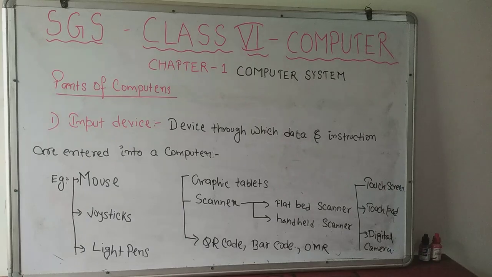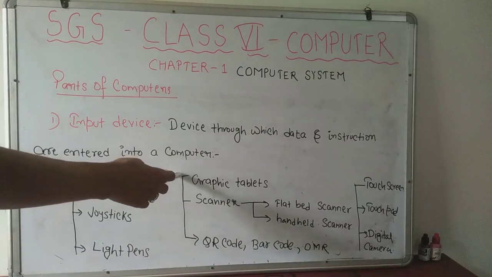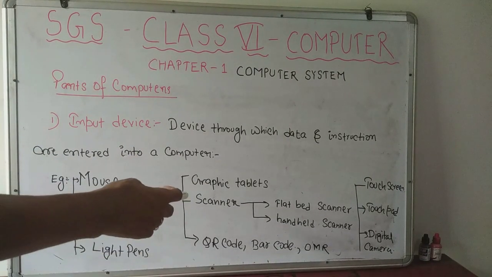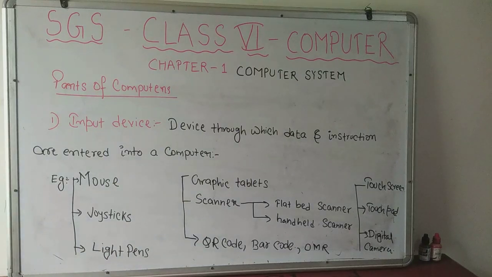Okay. And the next input device is graphic tablets. Graphic tablet is an input device used to create drawing. It has a flat surface and hundreds of copper wire that are embedded below the surface of tablet.